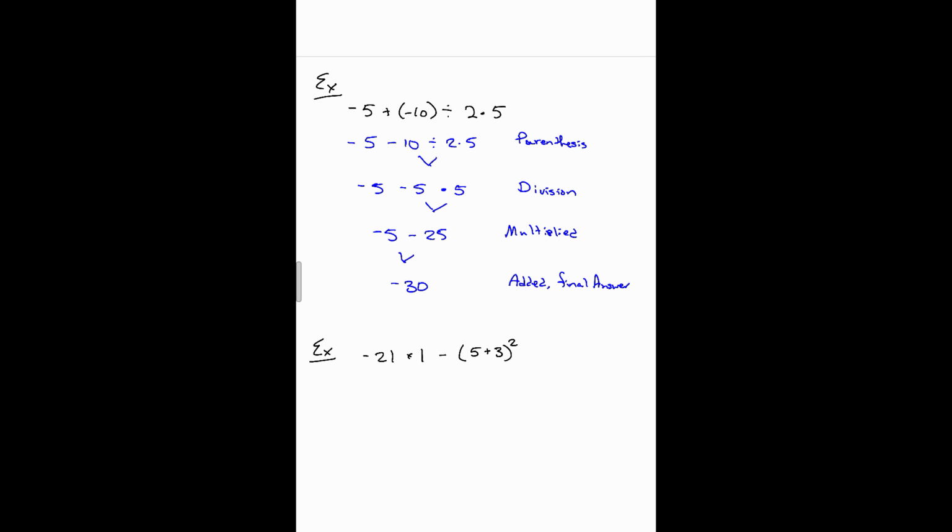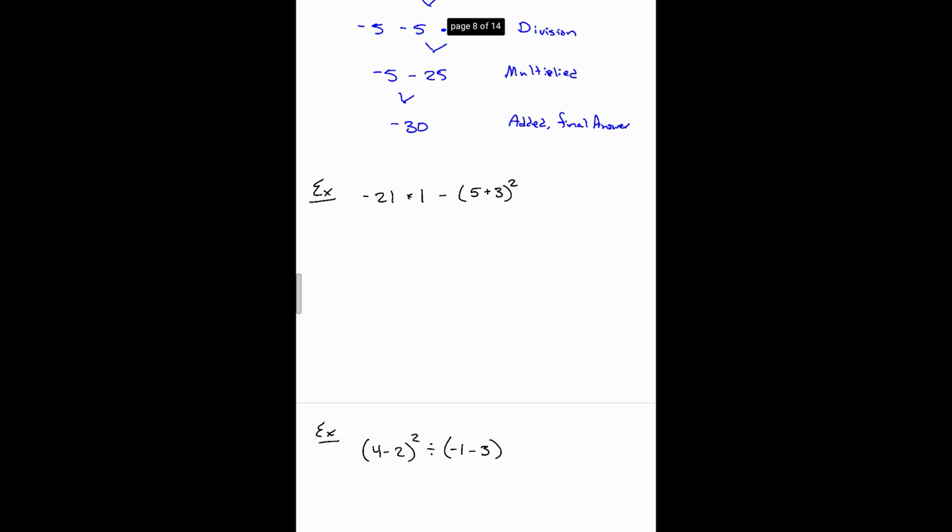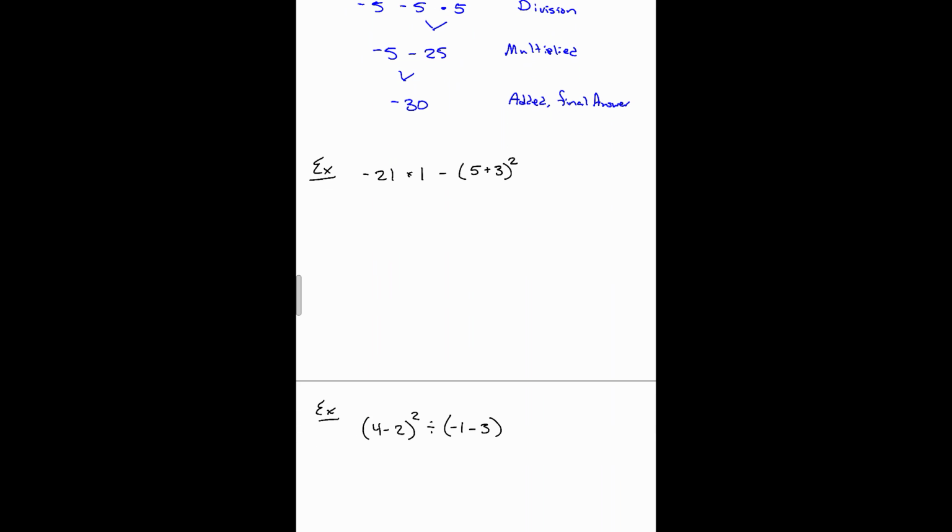Okay, so negative 30 would be your final answer. On the next problem, we have negative 21 times 1 minus, in parentheses, 5 plus 3 squared. Now, of course, you can hit pause real quick and see what you come up with on your own. And let's see.